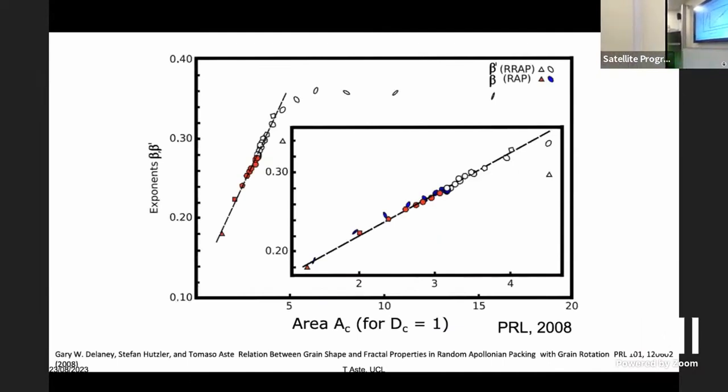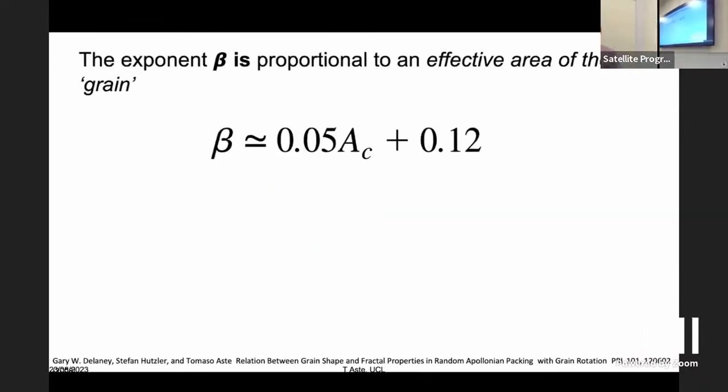And what we find is that, with the exception of extreme ellipses, we get a fantastic linear plot where all the betas of the shapes come together once they are plotted against an effective area of the grain. So this was actually the PRL paper of 2008, essentially where we ended up. We had a formula for this area. This linear fit was just a fit with the area, and the coefficient of the fit was 0.05 AC, where AC is this effective area. So there was essentially no adjustable parameter, except the fit for the linear trend.